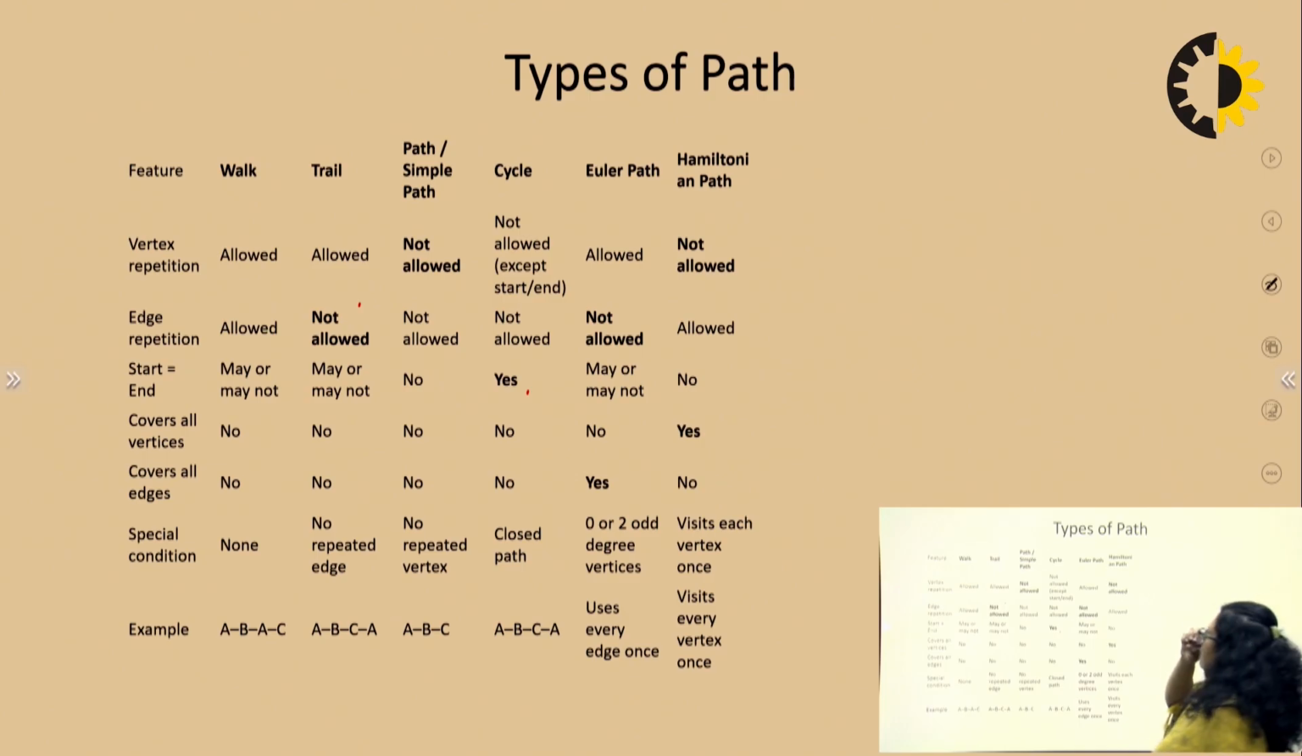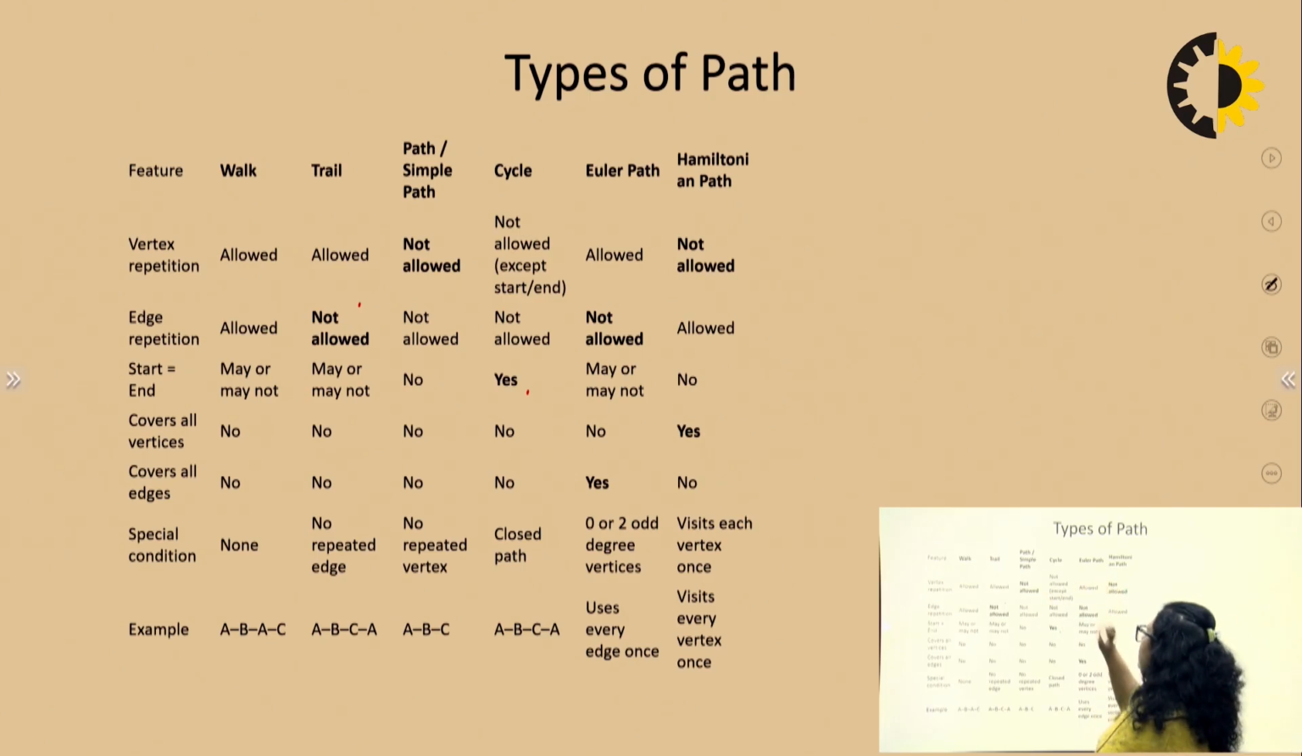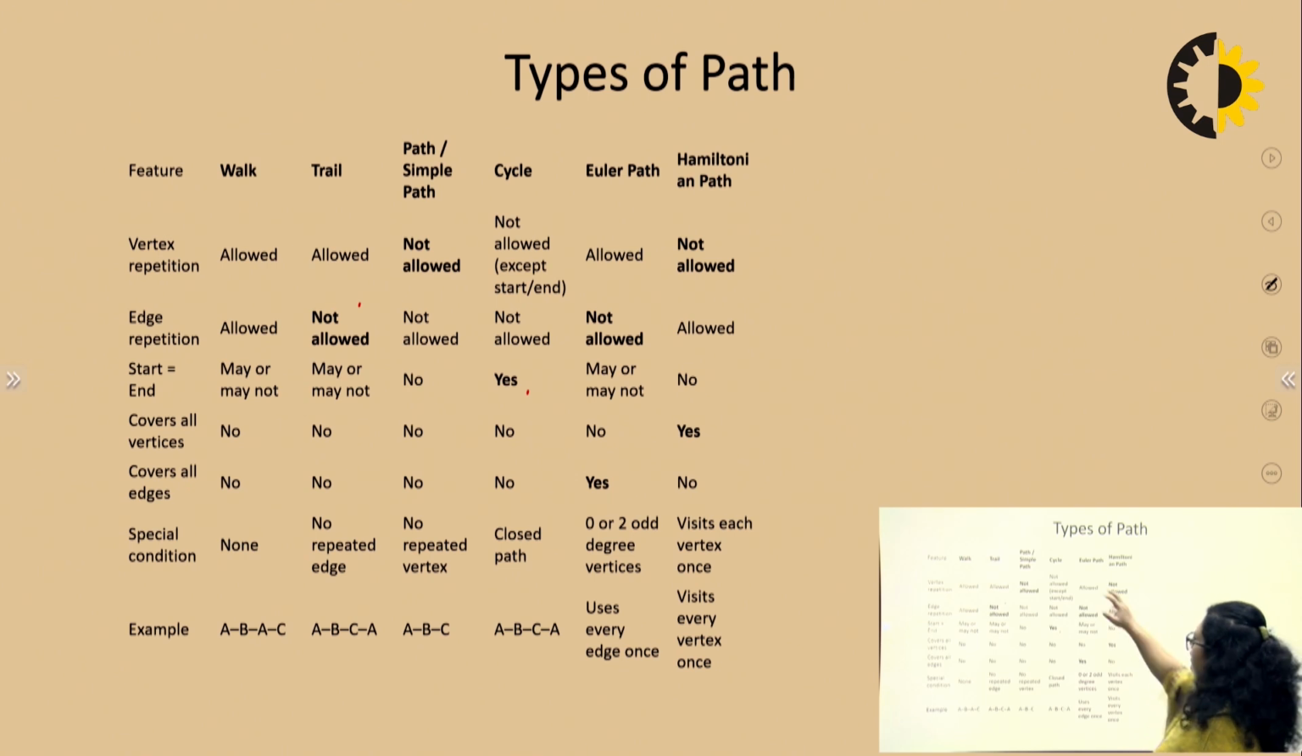Euler path. In an Euler path, vertex repetition is allowed. Edge repetition is not allowed. Start and end vertex may or may not be the same, but cover all vertices? No. Cover all edges? Yes. Special condition, 0 or 2 odd degree vertices must be there in the Euler path.